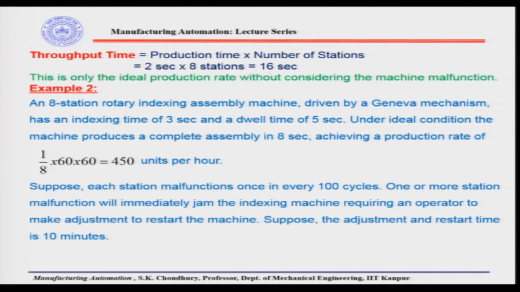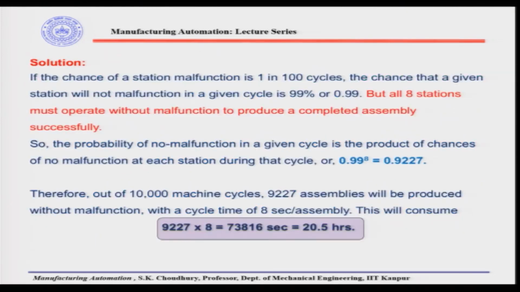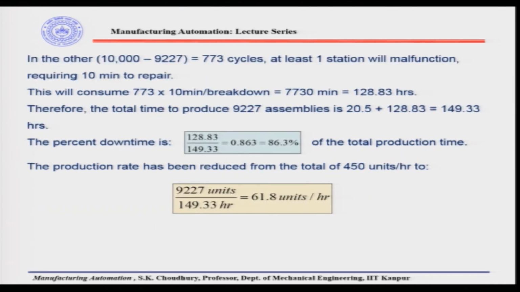In an example, we have seen that the actual average production rate will be very high if we do not consider the line breakage in case of automated assembly in the production flow line. And we have seen in that example that if we have 450 units per hour ideally, then for one malfunction in 100 cycles, we are actually getting the percentage downtime as 86.3%, which is very high.